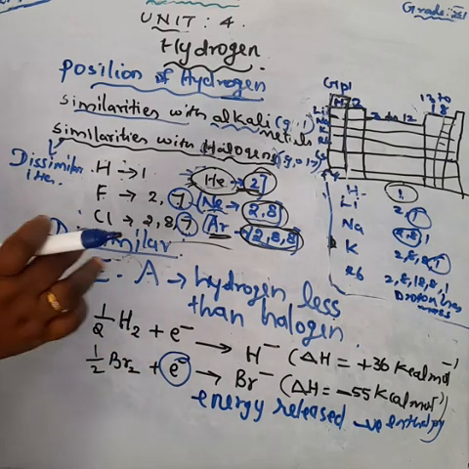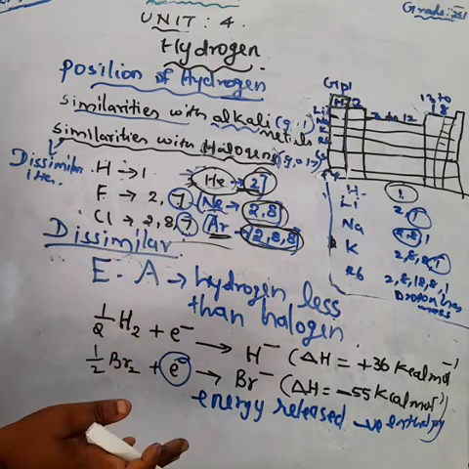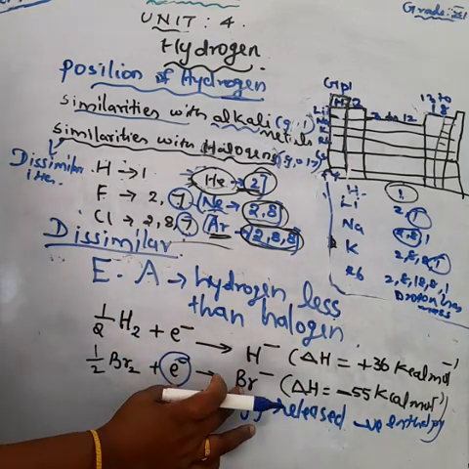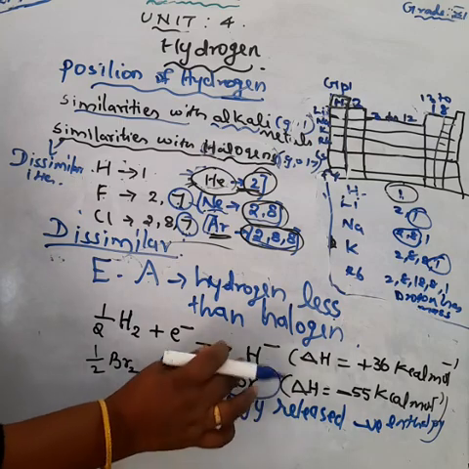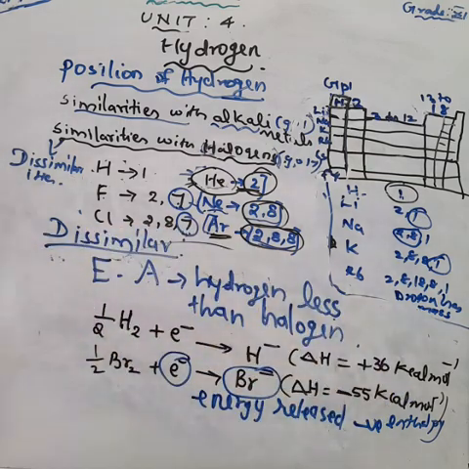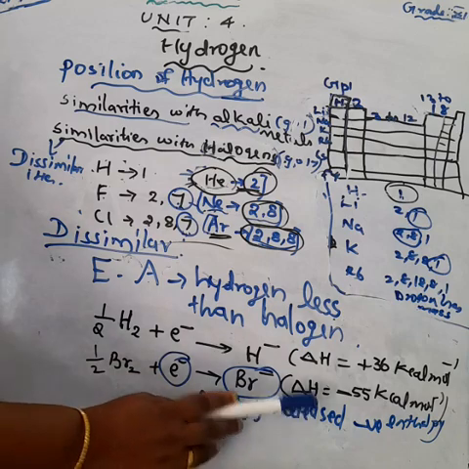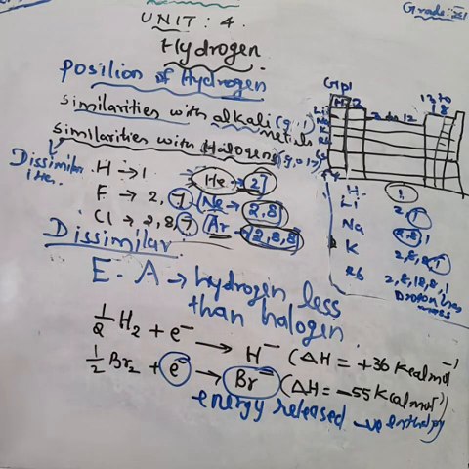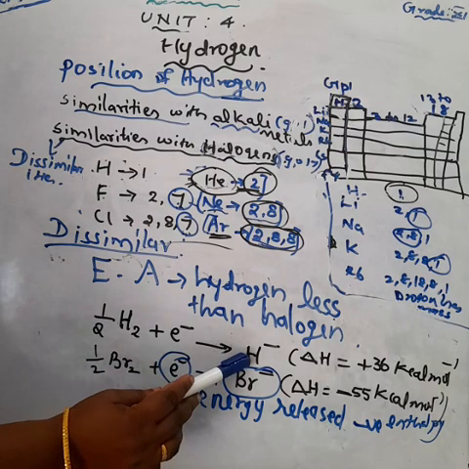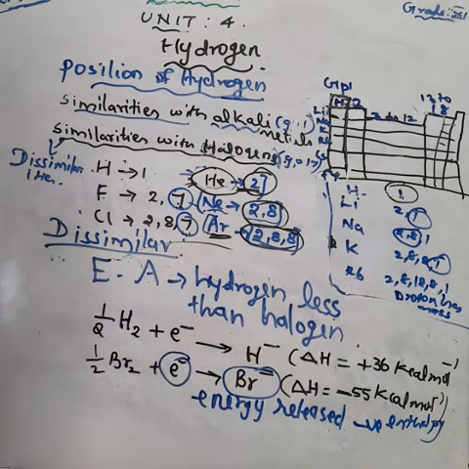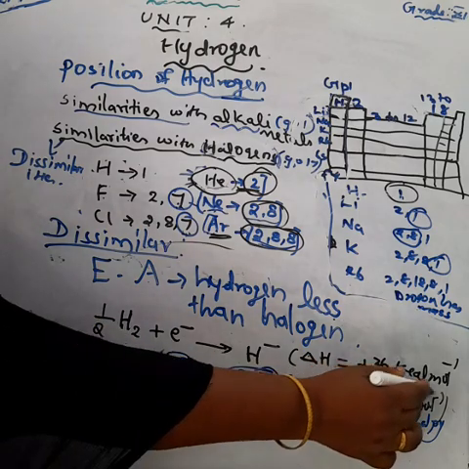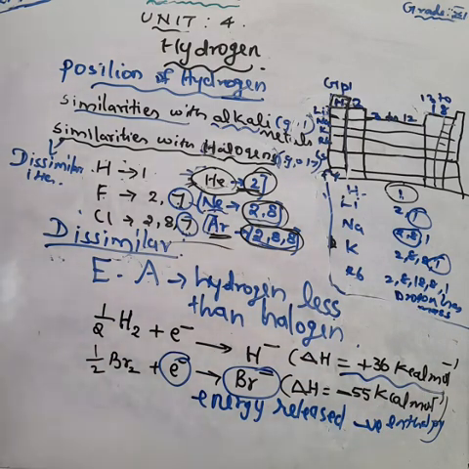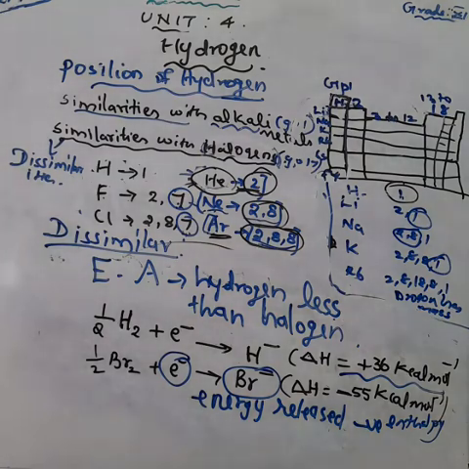Here a high amount of energy is released when bromine accepts an electron, but when hydrogen accepts an electron, a lesser amount of energy is released. For an exothermic reaction delta H is a negative value, and the negative value is the more favourable one compared to a positive value. Hydrogen, when accepting an electron to form the hydride ion, releases a low amount of energy. This is the dissimilarity between hydrogen and the halogens.